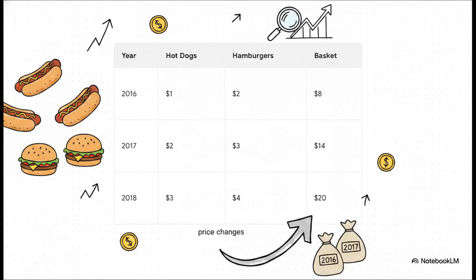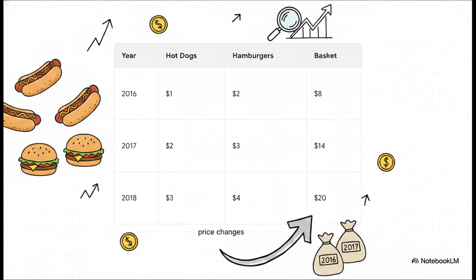Let's strip this down to a super simple economy where people only buy hot dogs and hamburgers. Imagine the BLS surveys consumers and fixes the basket at exactly 4 hot dogs and 2 hamburgers. In 2016, hot dogs are $1, burgers are $2, so the whole basket costs $8. In 2017, prices creep up, and that identical basket now costs $14.